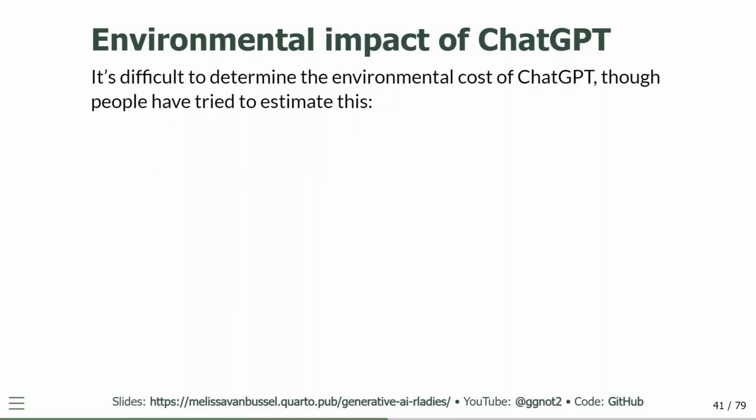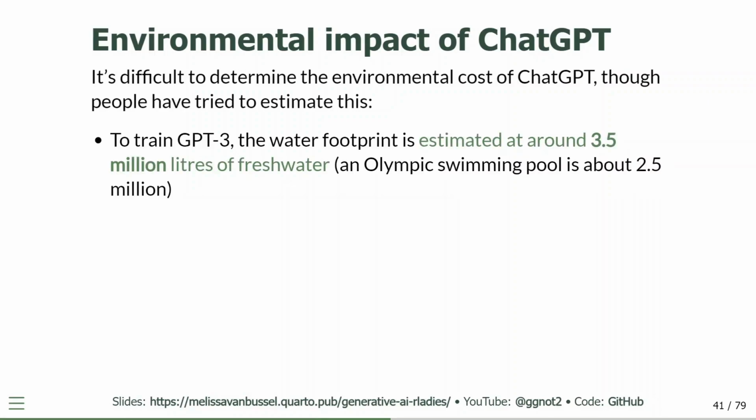There are environmental impacts associated with ChatGPT as well, and it's difficult to determine the exact environmental cost, but people have tried to estimate this. One of those estimates is based on the water footprint of training the GPT-3 model. And this water footprint was estimated to be around 3.5 million liters of fresh water. And just to give a sense of scale, that's bigger than an Olympic swimming pool.